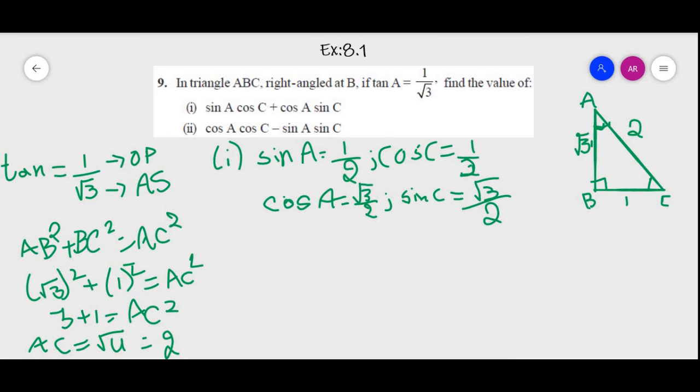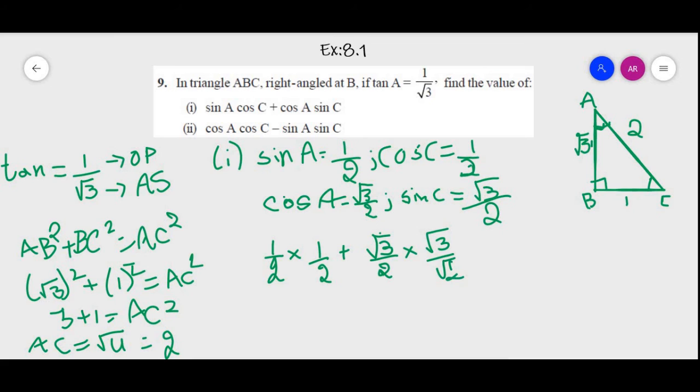So we have got all these values, now just substituting them. So first of all, sine A into cos C, right? So 1 by 2 into what is cos C? We have got it as 1 by 2 itself. And then what is cos A? It is root 3 by 2, into root 3 by 2 itself.